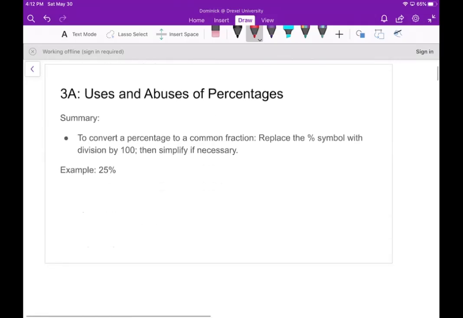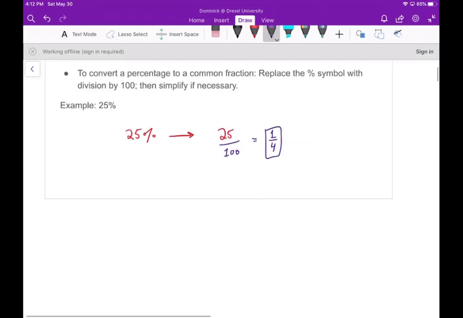All right, so as an example, if we want to convert a percentage to a common fraction, we just replace the percentage symbol with division by 100, and then we can simplify it. So for example, if I want to convert 25% to a fraction, we just replace the percentage sign with division by 100. 25% literally means 25 out of 100. And of course, you could reduce that to 1 over 4. So that would be 25% as a fraction.